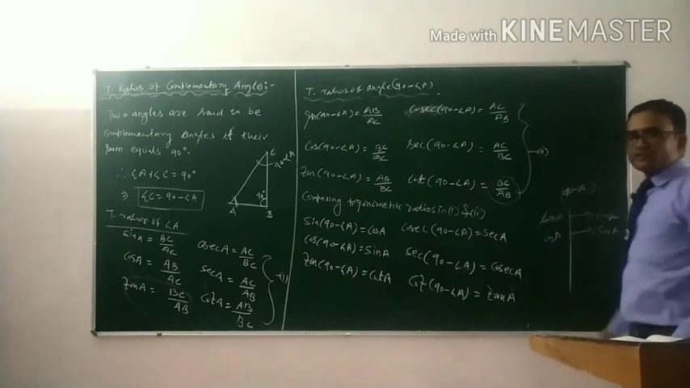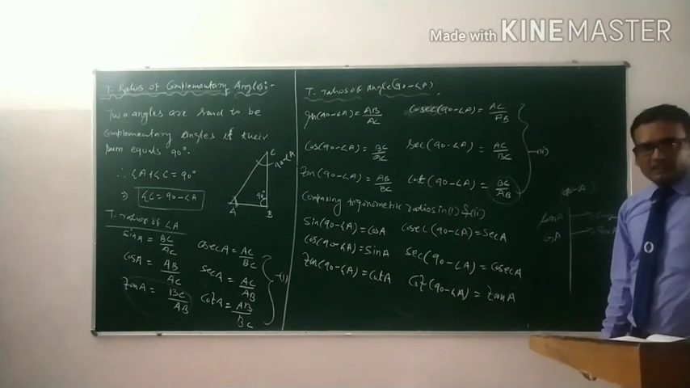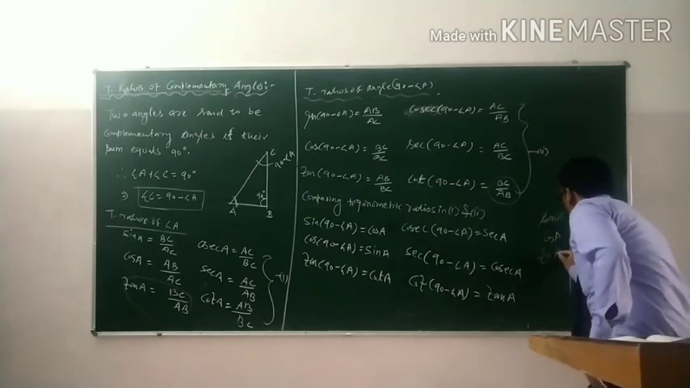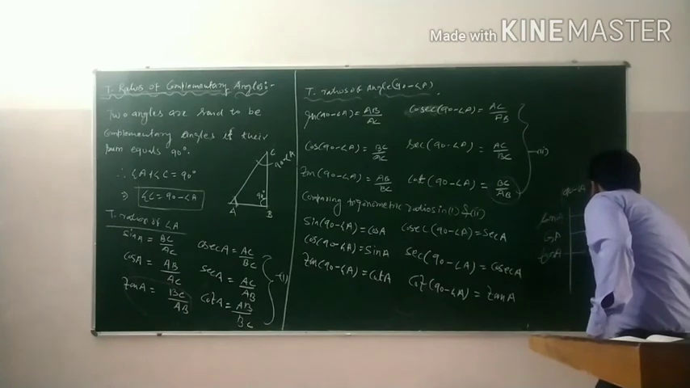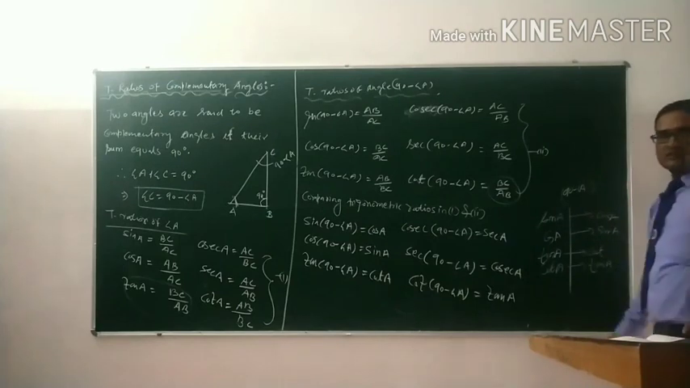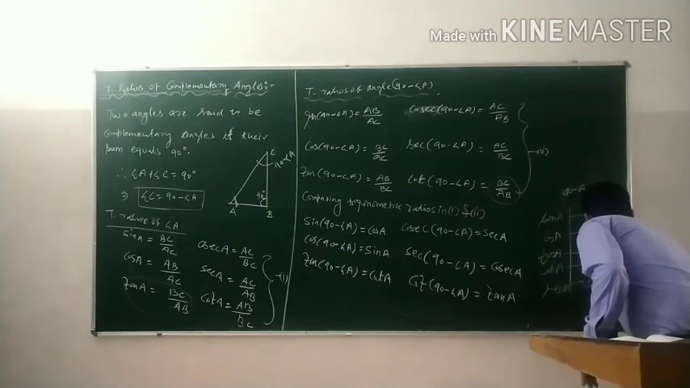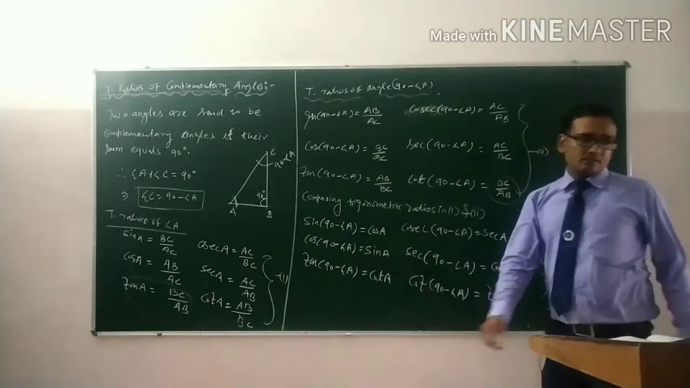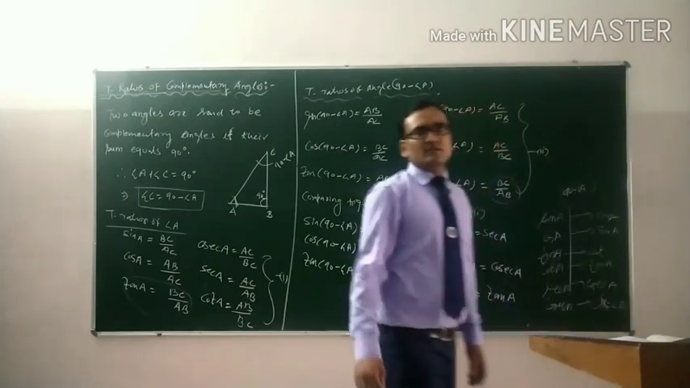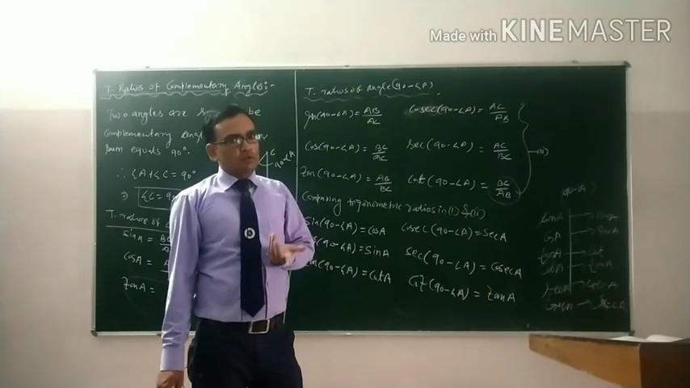Okay students, the first rule: sin A changes into cos A, cos A changes into sin A, tan A changes into cot A, and cot A changes into tan A. And sec A changes to cosec A, and cosec A changes to sec A. So sec 90 minus A equal to cosec A, and cosec 90 minus A equal to sec A.